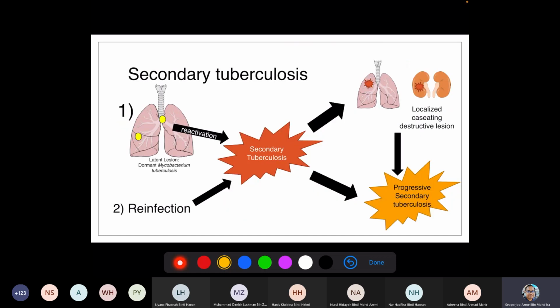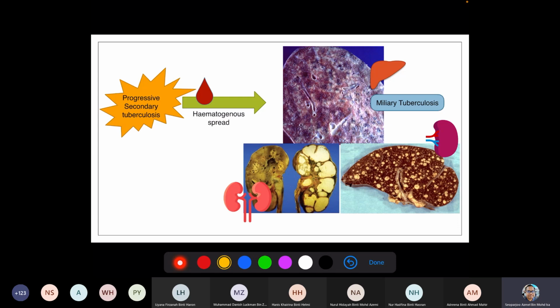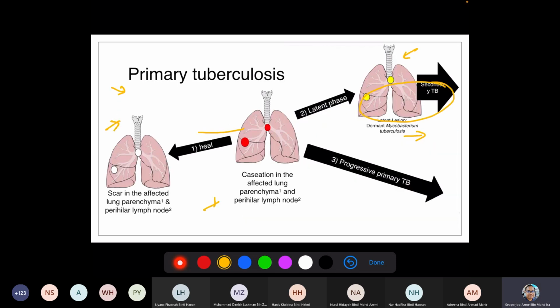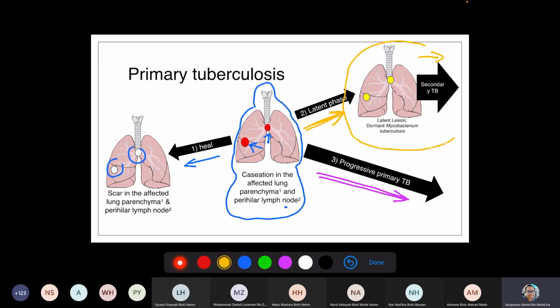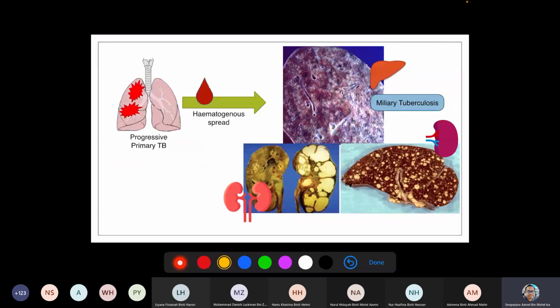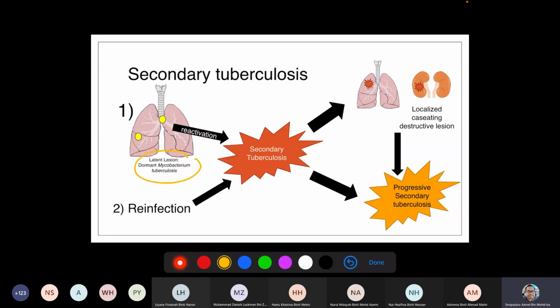So remember that this part here is in patients who had a latent phase TB. So after latent phase TB, this part here can be reactivated. So how does it become reactivated? It is when there is immunosuppression.